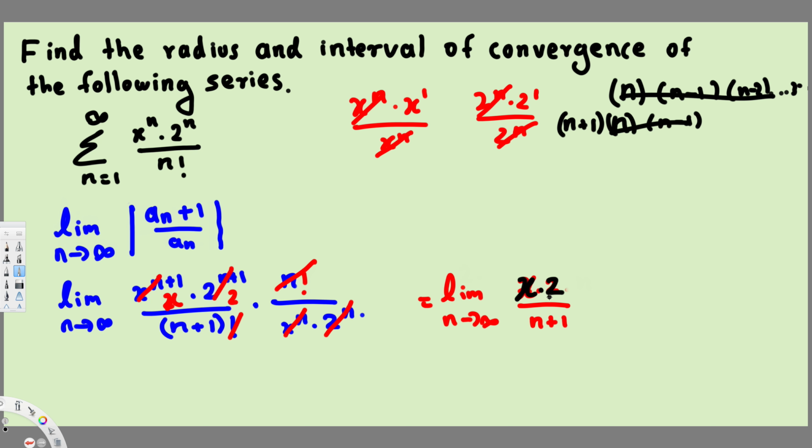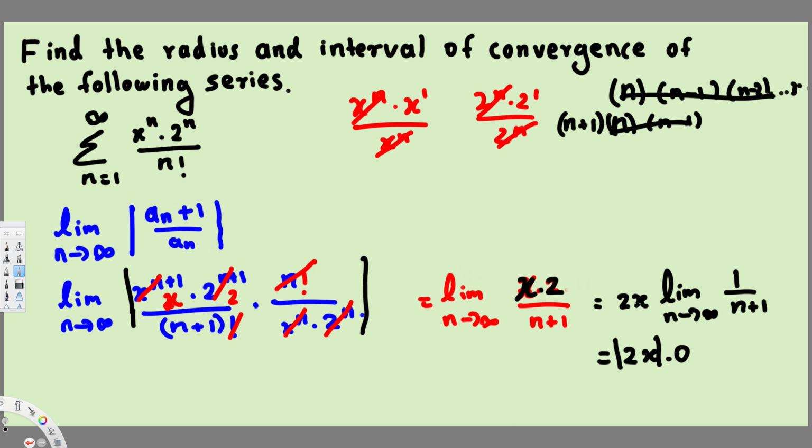Now we can move everything except the n value to the front. So we can take this 2x to the front. So this is going to be 2x times the limit as n approaches infinity of 1 over n plus 1. And if you take the limit of this one, this is going to be 0, because we know that 1 over infinity is going to be 0. So the limit is going to be 2x times 0. We take the absolute value, since all of these are in absolute value. So we can say 2x times 0 is less than 1. And no matter what value you put for x, if you multiply by 0, that's always going to be less than 1, because it's always going to be 0. So you can say any value.